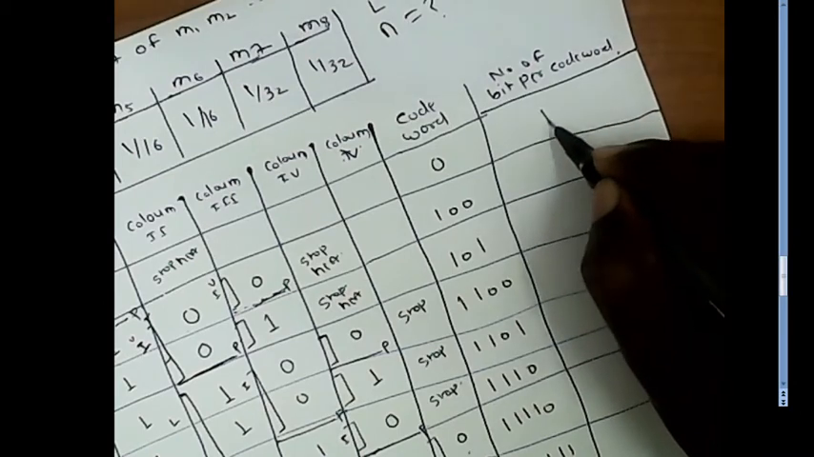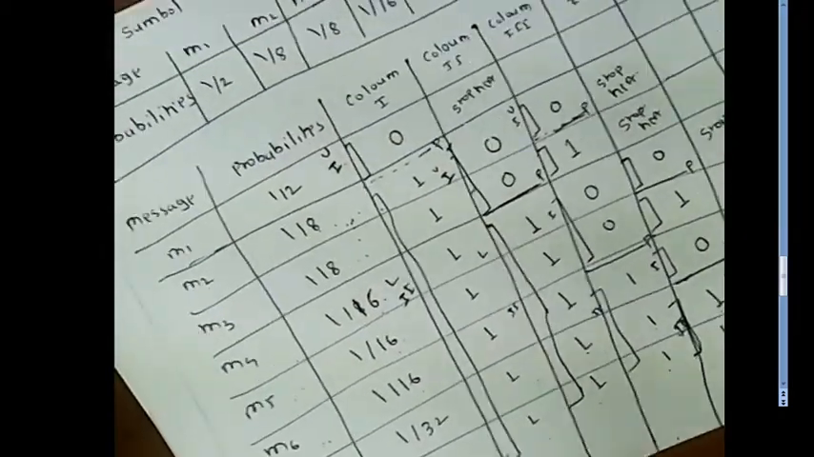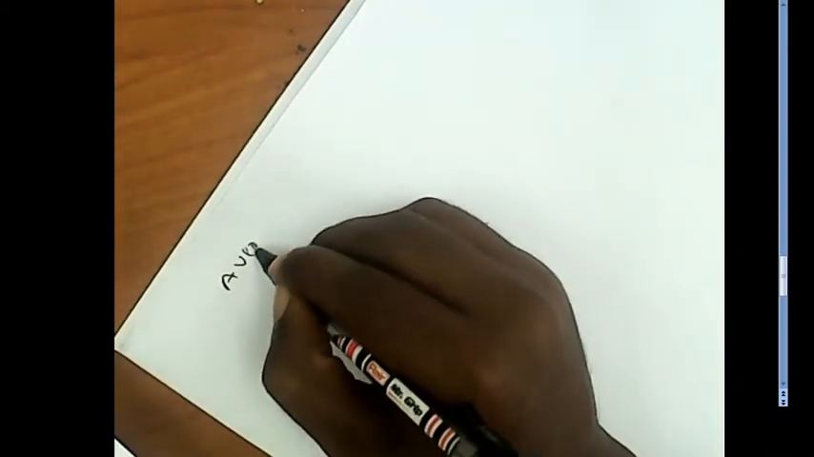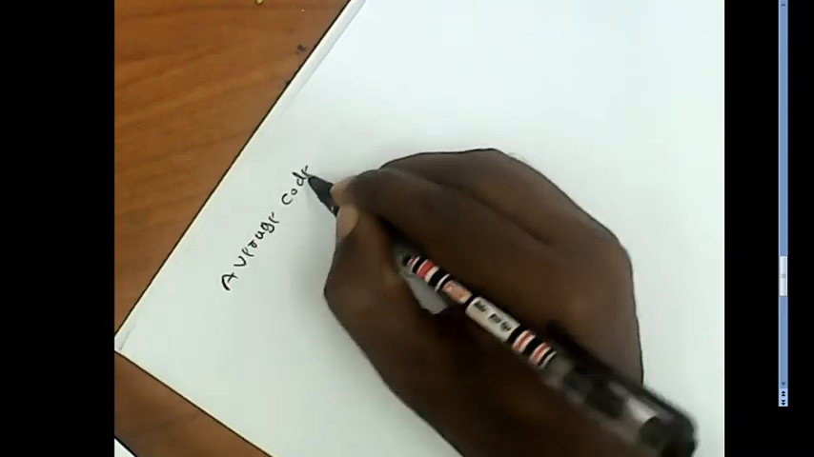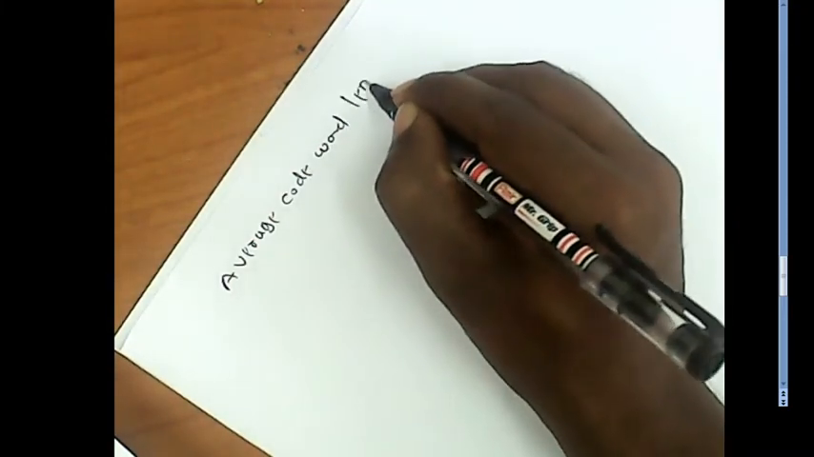So how many bits per code word? Here it is 1, 3, 3, 4, 4, 4, 5, 5. Now in this question we calculate the average code word length. So what is the formula?